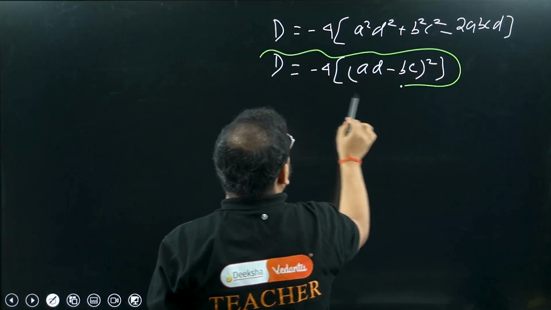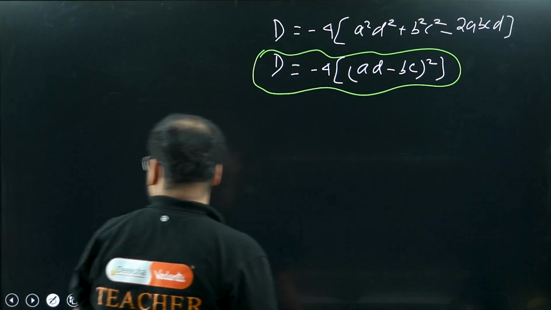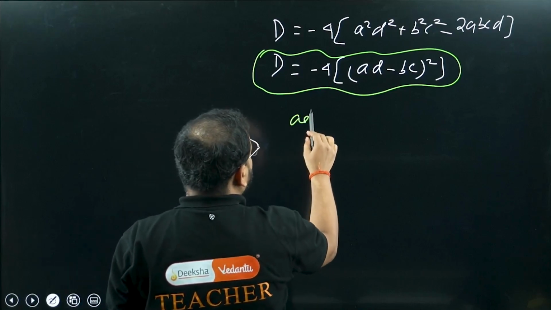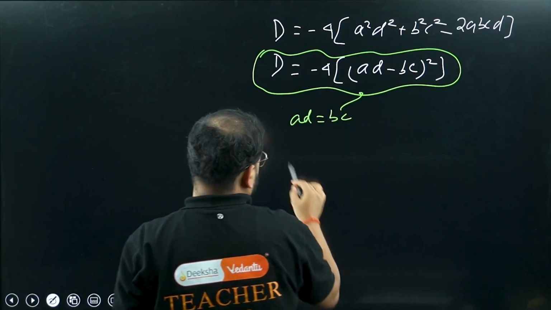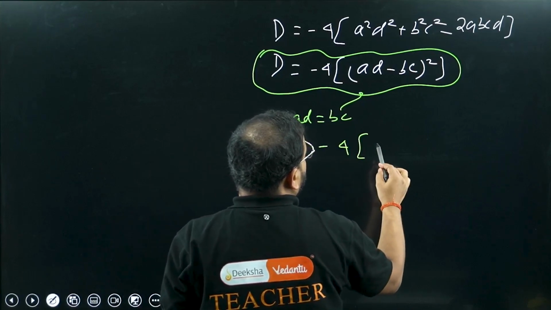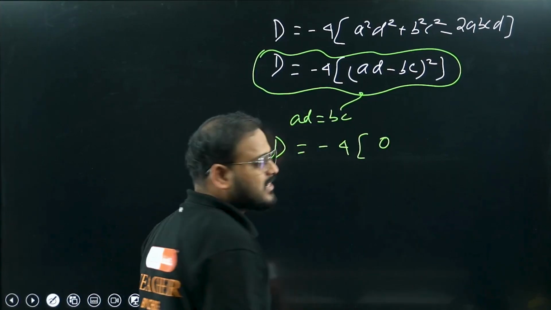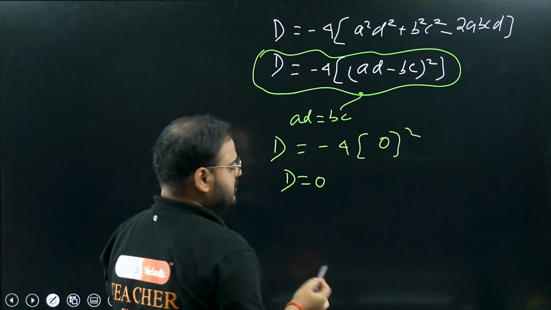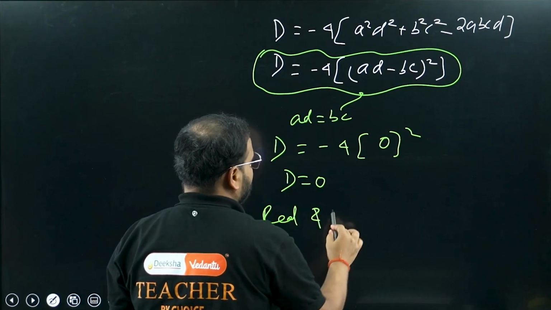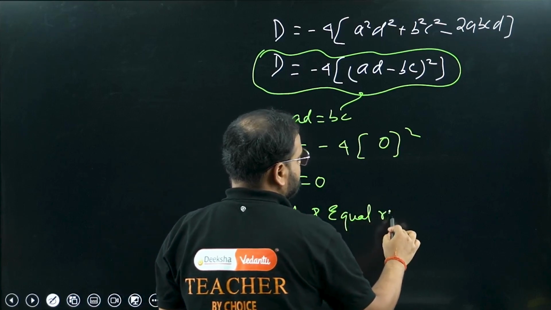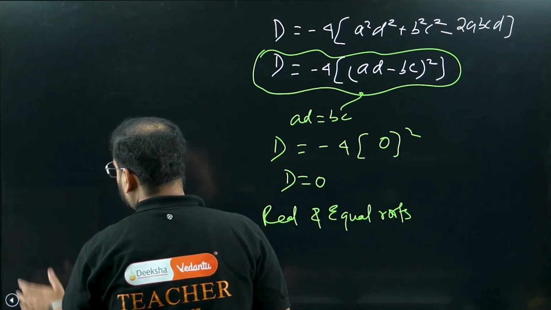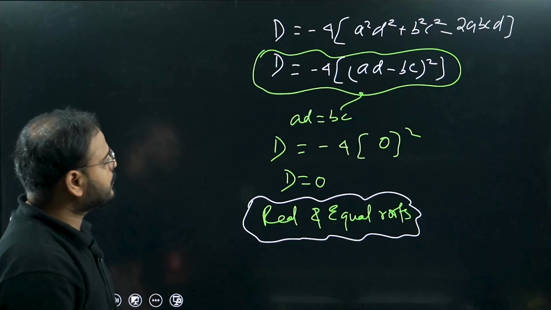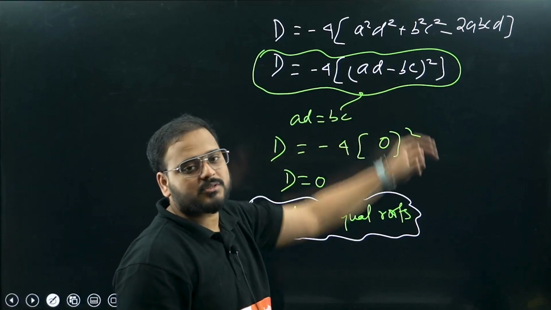Where they ask us to find the discriminant. Now the second part of the question: if AD equals BC, describe the nature of the roots. They're saying AD equals BC. Put it here, my D will transform into minus 4 times (AD minus BC) whole square. AD minus BC is 0, right? If AD equals BC, so 0 the square. What is the answer? 0. What's the nature of the roots? Real and equal roots, since D is coming as 0, right? If you put AD equals BC in this condition.